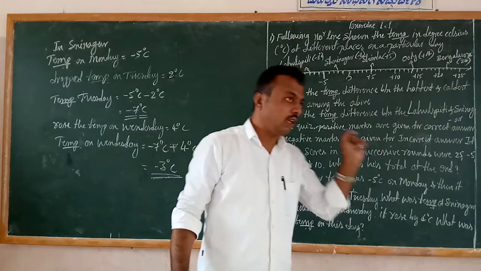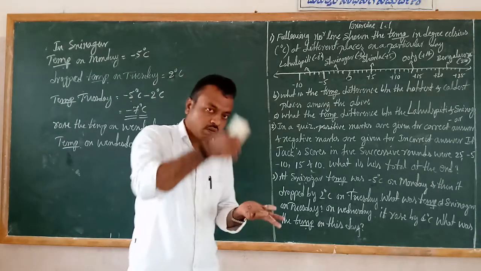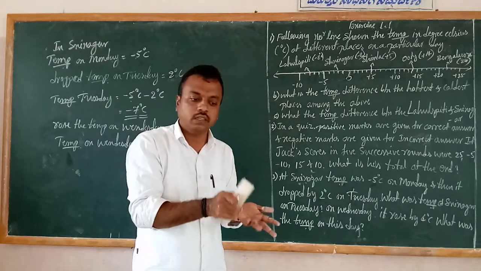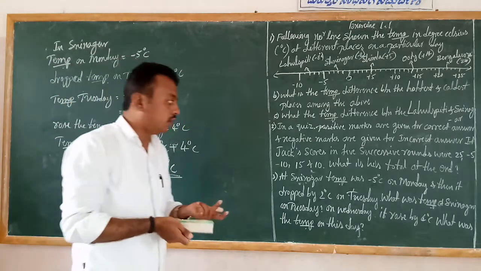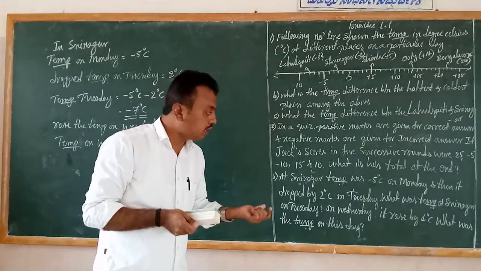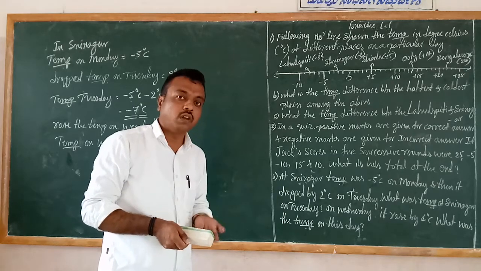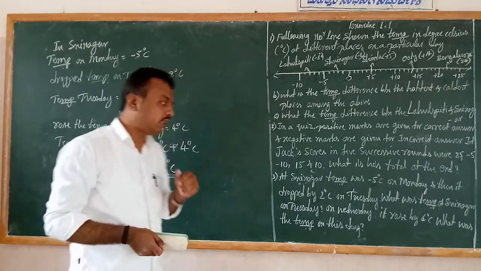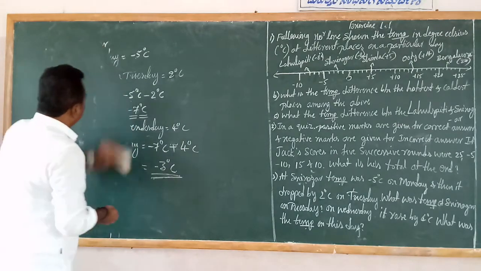Understand, students? So like this we have to solve it. Very simple. Drop means negative, rise means positive. That's it. Okay. Next, rise, maximize, and increases: these words indicate positive. Drop or decreases, lesser, smaller, minimize: these words indicate minus. Understand? So like this.